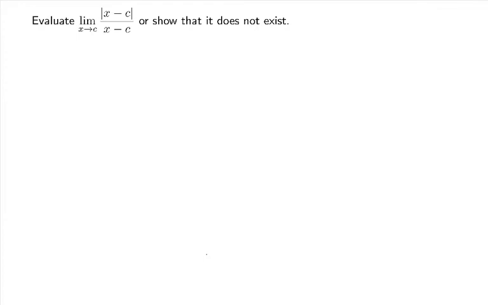So one way to understand what's going on with this function is to look at it and see if you notice anything odd. We have an absolute value, so we can't cancel right away. But what we should look for is a similarity between the numerator and the denominator. So we want to answer the following question: how is the numerator, the absolute value of x minus c, related to the denominator, which is x minus c? That'll help us understand the function a little bit better.